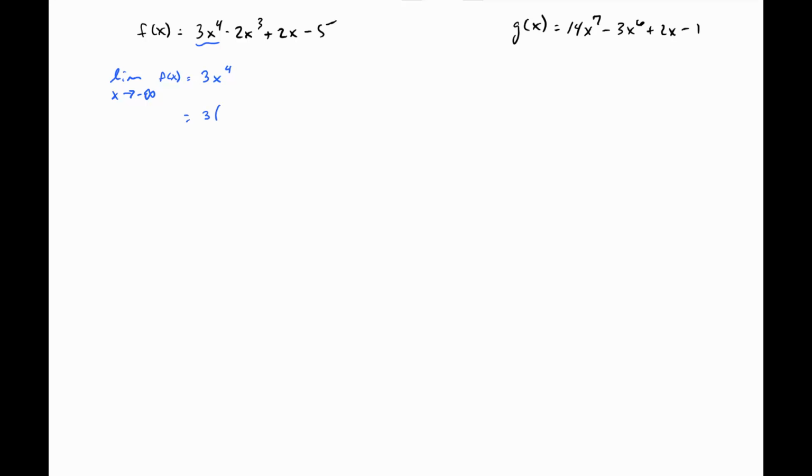So 3 times a negative number raised to the 4th power, well, that's going to give us 3 times a positive. So it's going to be positive. It's going to be going up. Well, since this is a 4th degree polynomial, I actually already know what the other one's going to be, but let's do it anyway. Let's look at the limit as x approaches positive infinity.